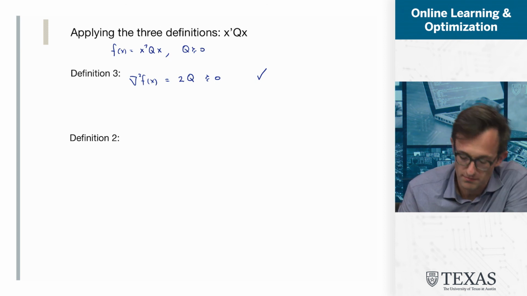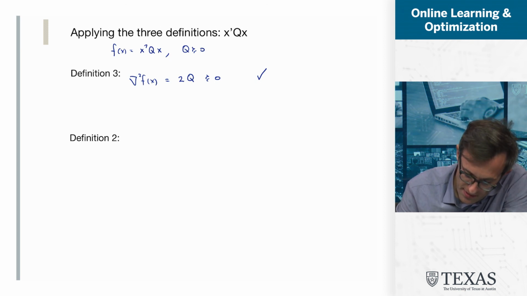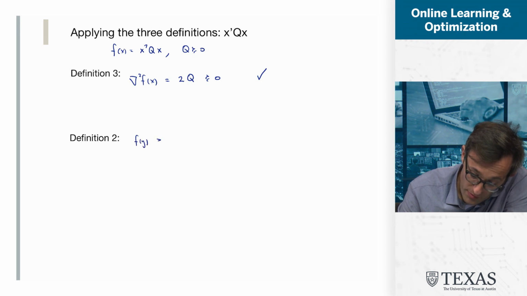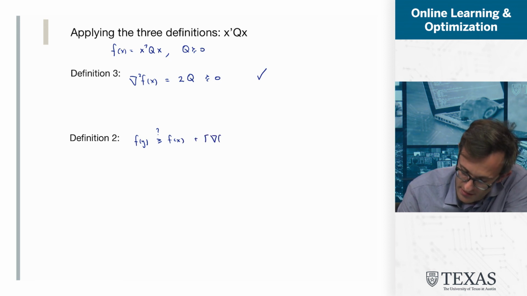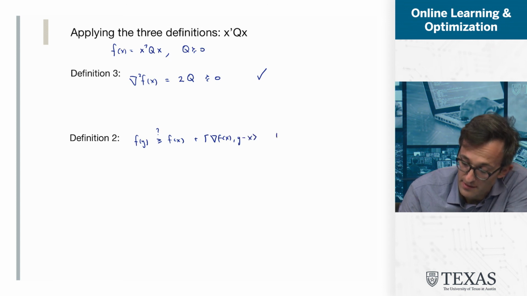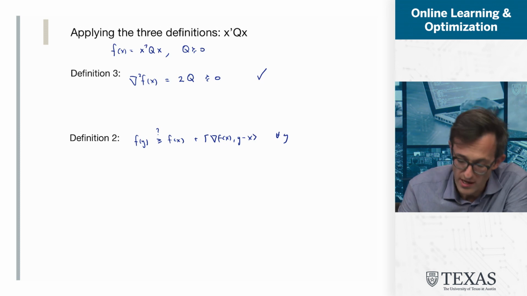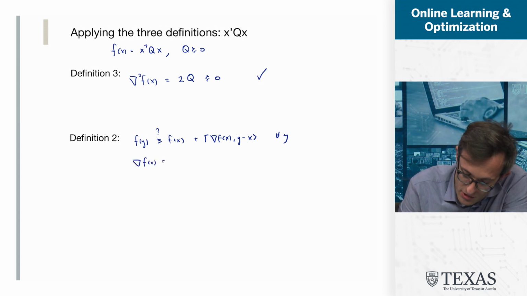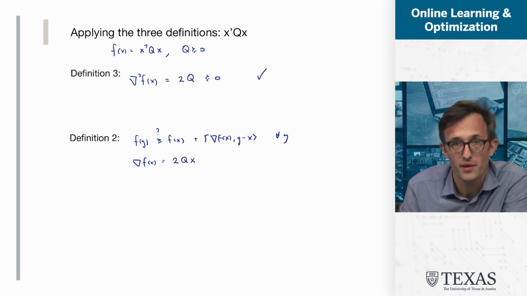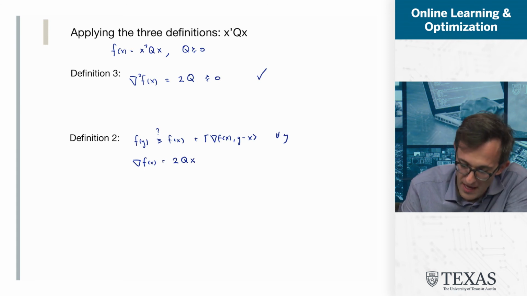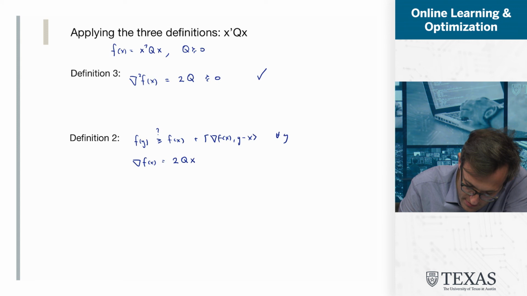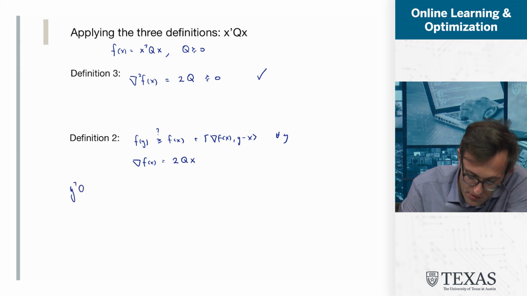Let's check definition 2. Remember, definition 2 tells me that I need to check whether f of y is greater than or equal to f of x plus the gradient of f of x times y minus x, and whether this is true for all y. So the Hessian is equal to q. The gradient of f of x is just equal to twice q times x. So let's plug everything in and see how it works out. F of y on the left, I've got y transpose qy.